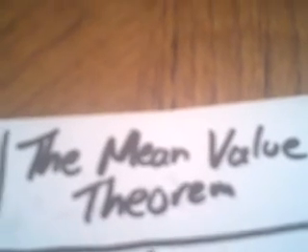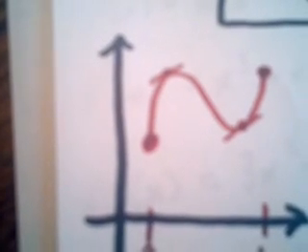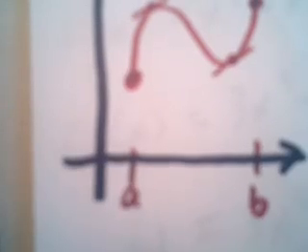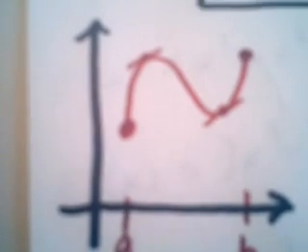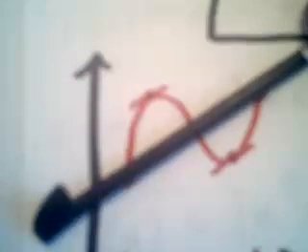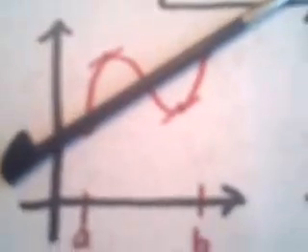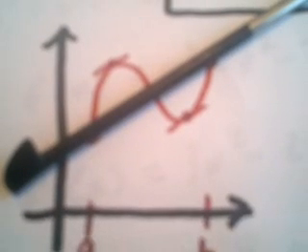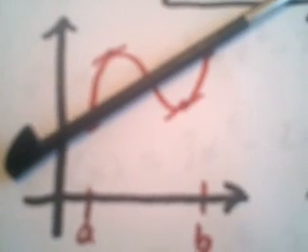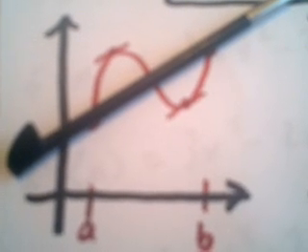What I would normally do to introduce the mean value theorem is talk about a function on a closed interval from A to B. And I would present a secant line on the closed interval from A to B, connecting f of A with f of B. The slope of that secant line would therefore be, using our old y2 minus y1 over x2 minus x1, f of B minus f of A all over B minus A.